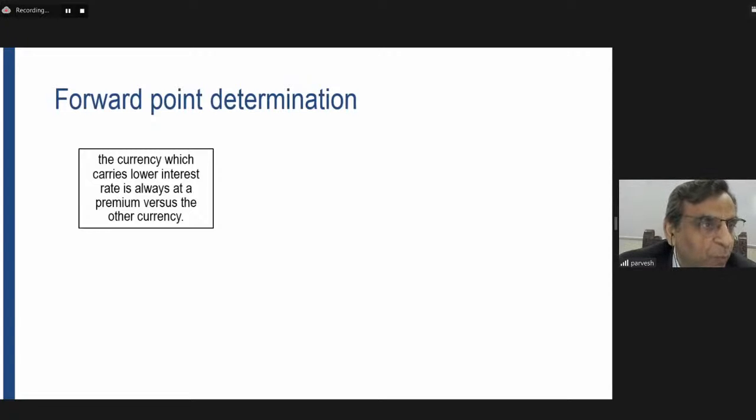Of course, there can be small aberrations to that, but normally if you look at a 1-year forward rate, we'll find that the dollar will always be at a premium. Only under very rare circumstances, on the day-to-day fluctuations, sometimes the rupee can appreciate, sometimes the dollar appreciates, but overall the dollar is always moving ahead. If you look back at the quotation way back in the 1940s or 50s, $1 was equal to 1 rupee, and today $1 is equal to 73 or 74 rupees. So the inflation in India has been higher, the interest rates are higher, so the dollar has been appreciating over so many years. The currency which carries lower interest rate is always at a premium versus the other currency, so the dollar will always be at a premium compared to the rupee.